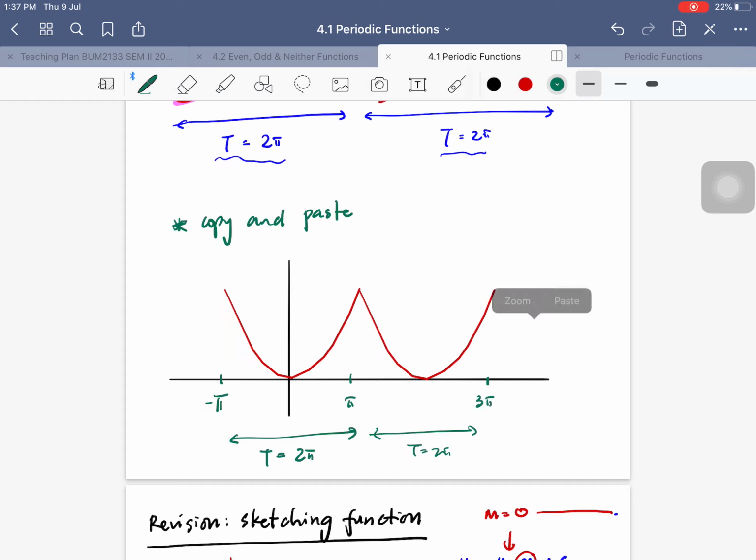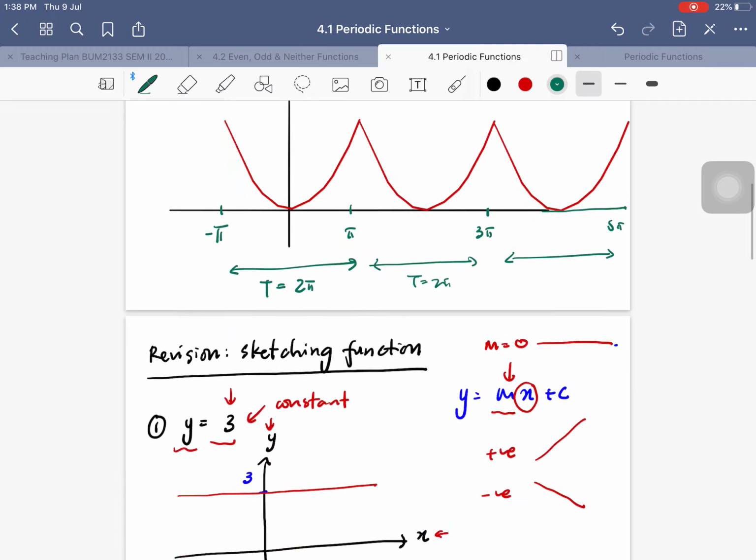Or if I have another cycle, it's going to be the same shape again. So it's going to be on this side, and it's going to cover from 3 pi until 5 pi. Okay, so this is going to be until 5 pi. Right, so the idea is going to be copy and paste. Of course, I'm using my iPad over here in order to do this, so that is why I can copy and paste. But when we do it by hand, the idea is still copy and paste.